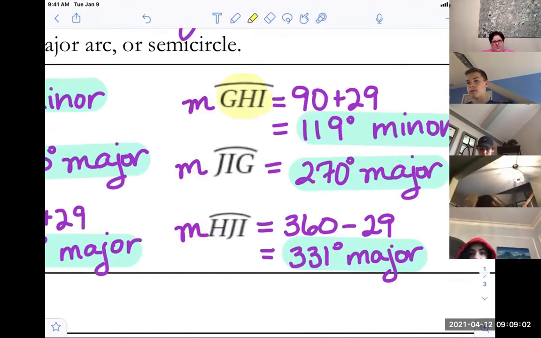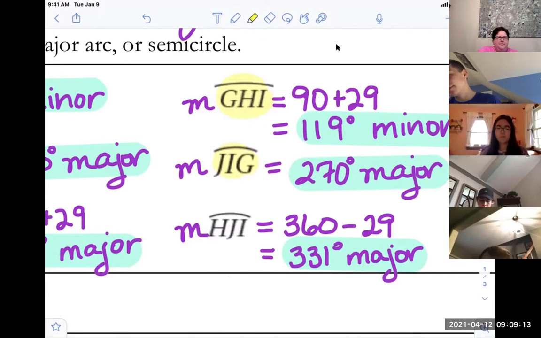When do you use 3 letters? When do you have to use 3 letters? Let me say it that way. Why? Semicircle. To do what? If it's a major arc or semicircle. Yes, if it's a major arc. How do you know if it's a major arc, Julia? If it's bigger than the semicircle, so bigger than 180 degrees.